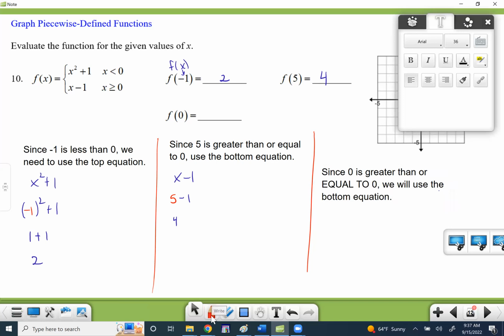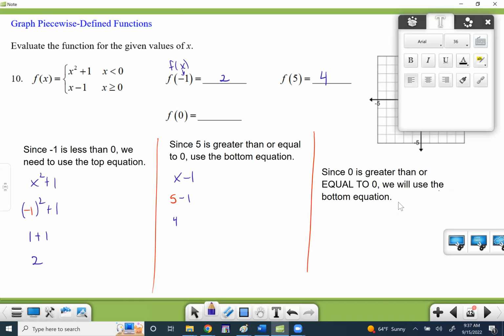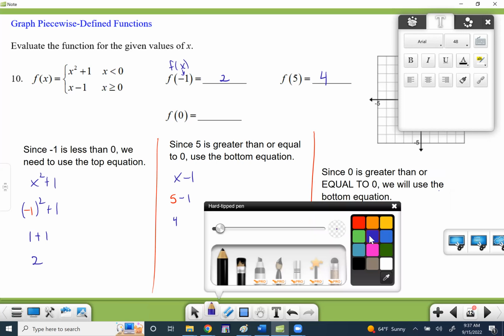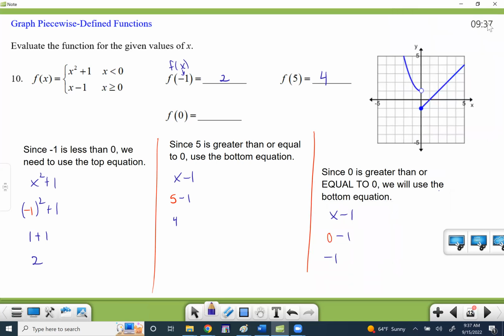All right, so we're going to go ahead and use x minus 1 again, you guys. So if we use x minus 1 and we substitute 0 in, 0 take away 1 would just be -1. So that's going to be the answer for f of 0.